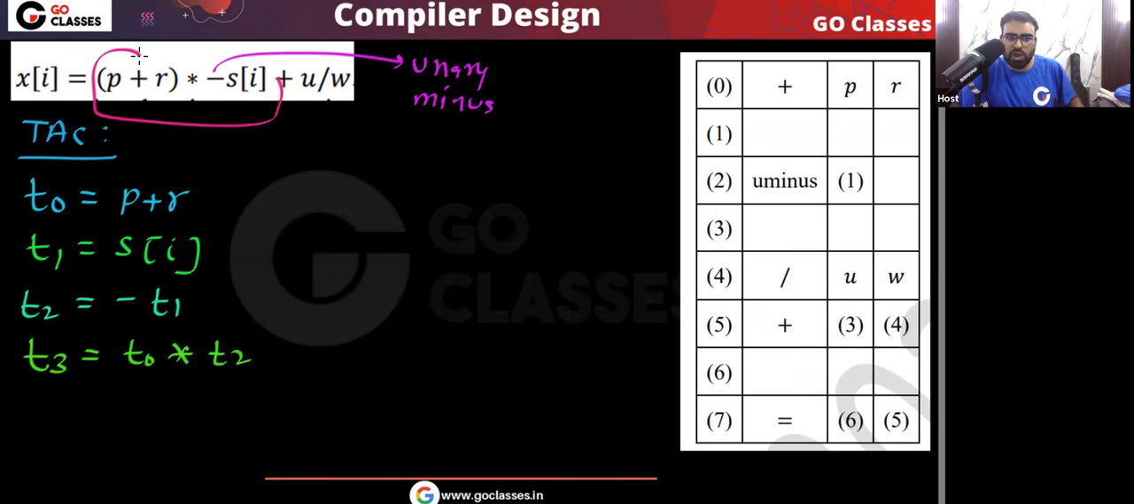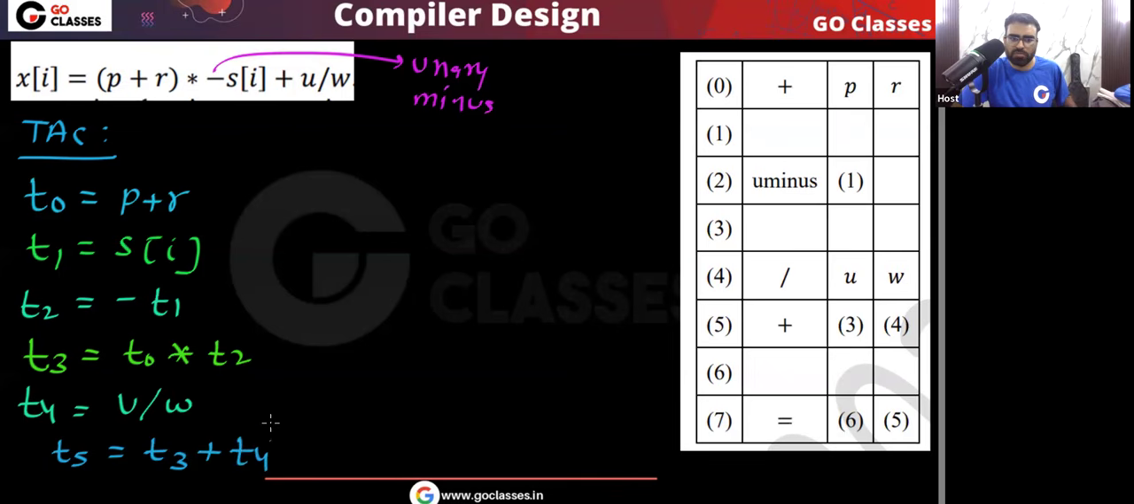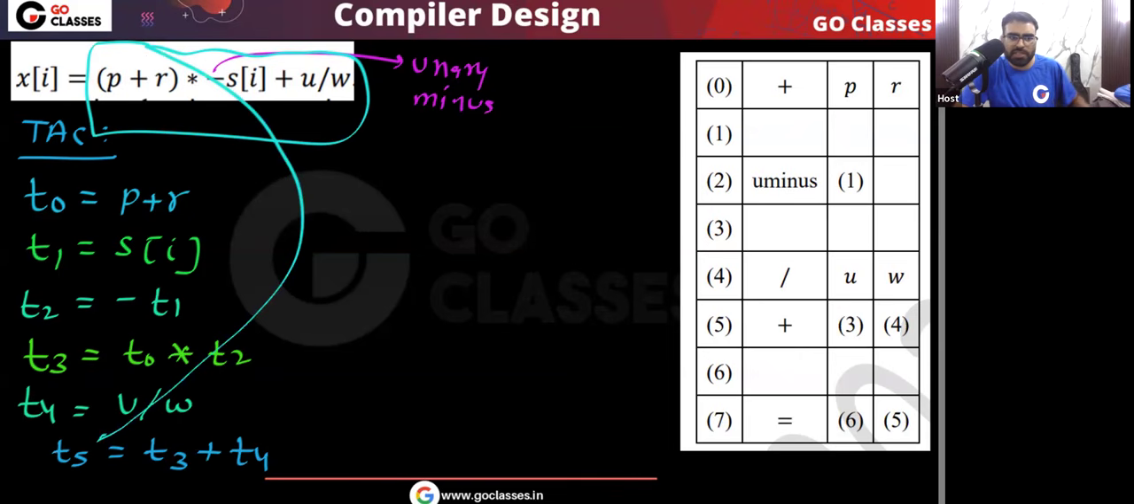Now the multiplication is over. We have done the multiplication. Now we will do the division. Okay. So in T4 I can store U divided by W. Okay. Now this division is also done. Now we will do the addition. Okay. So you can see in T5 we are going to store this T3 plus T4. Okay, because in T3 we have the result of this multiplication, and in this T4 we have the result of this division. Okay, now this T5 has the result of RHS. This result of RHS is in the T5.